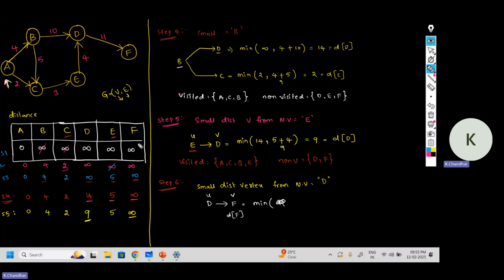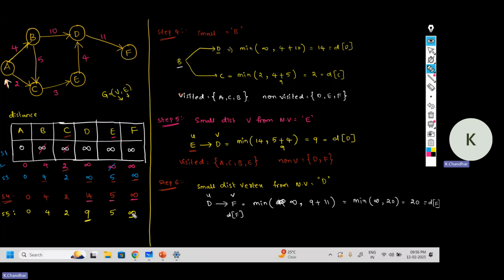So what is the distance at F? Infinite, comma, distance at D. What is the distance at D? 9 plus the cost between D comma F. What is the cost between D comma F? 11. So here the minimum value of infinite comma 9 plus 11 is 20. So which one do you pick? 20. So now I have to update the distance at F with 20.